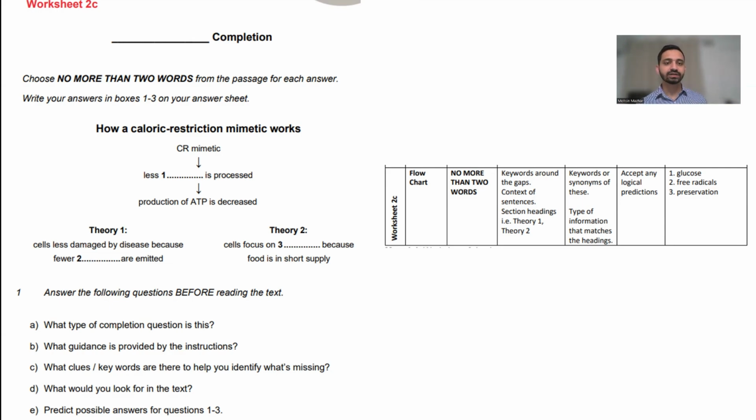All right. How a caloric restriction mimetic works. CR mimetic: less glucose is processed, production of ATP is decreased. Theory 1: cells less damaged by disease because fewer free radicals are emitted. Theory 2: cells focus on preservation because food is in short supply, right? So you might have gotten the answers. This is how we are going to make sure we get the right answers.